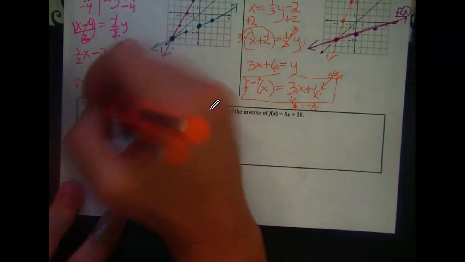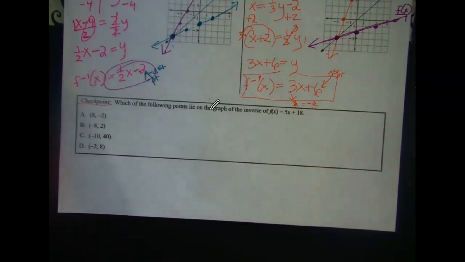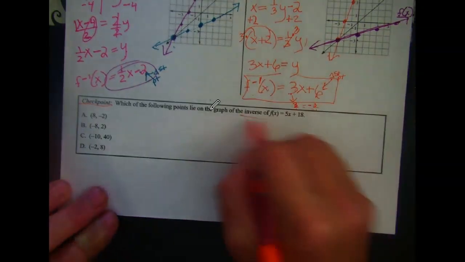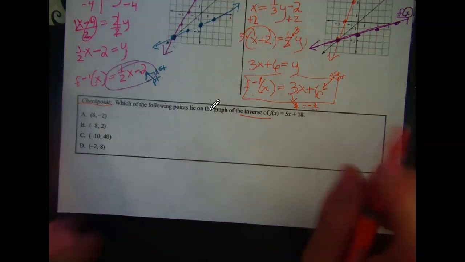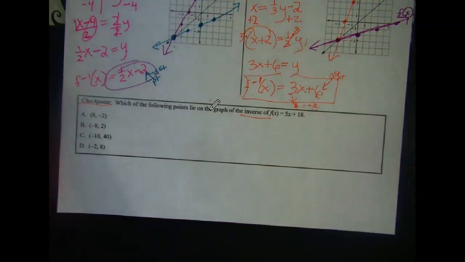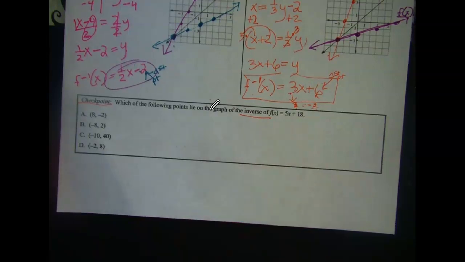Okay, and the last part is my checkpoint. So the first thing I want you to do is pause the video and find the inverse function. I want you to do the work and find the inverse function. And then I'm going to walk you through using your graphing calculator to find an ordered pair that fits, because it's so much easier to use the graphing calculator. But first I want you to pause the video and write out the inverse function for me, because that's what we need to put in the calculator. So pause now and give it a try.